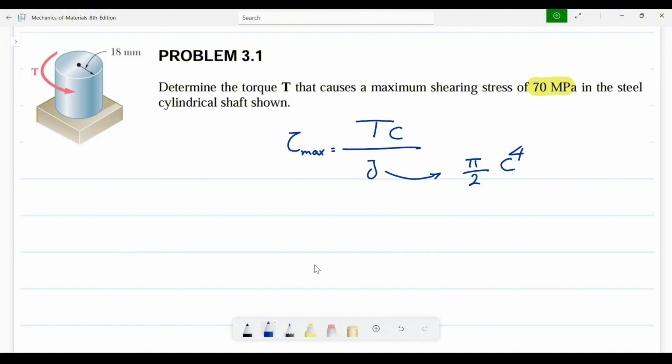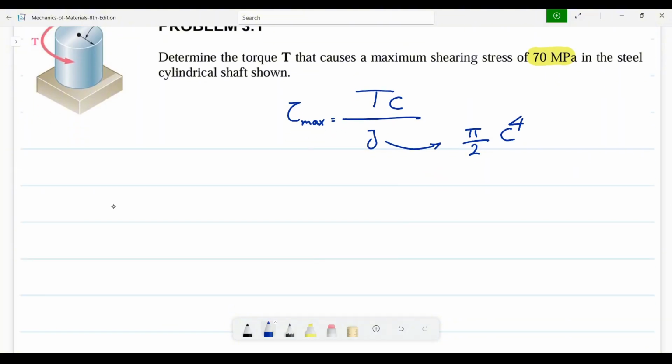And also we need T according to the question, where T is equal to pi divided by 2, times C to the power of 3, times the maximum shear stress, which here we have as 70 megapascal.